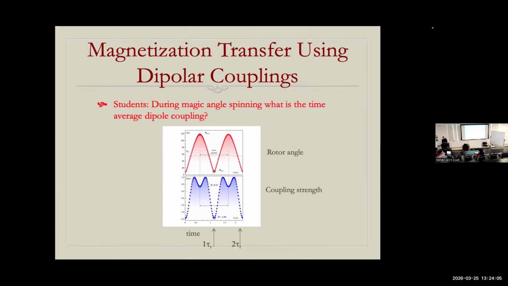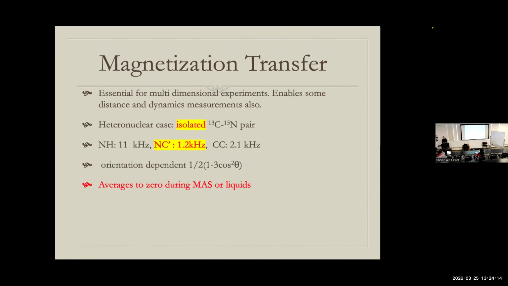So if we spin fast, we understand it would be 0, but now it's looking like even if I spin slowly, it's kind of complicated, but it's not going to do that. So it averages to 0 during MAS or liquid, so why am I wasting your time on it?